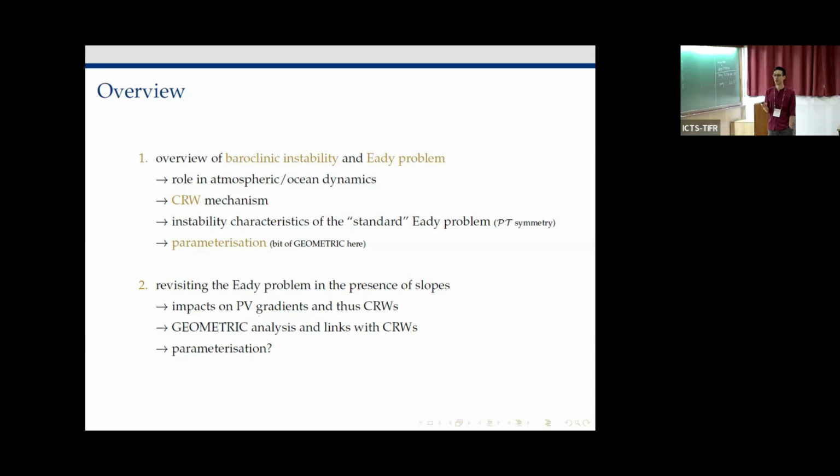If I were to do a full talk on this, it would be three parts. The first part would be on the mechanism leading to baroclinic instability, the CRW mechanism, or counter-propagating Rossby wave mechanism. That is what I will be focusing on today. The other two parts, which are somewhat new, have to do with the instability characteristics of the Eady problem, and particularly the symmetries underlying it. It turns out the Eady problem is governed by what's known as a PT-symmetric operator, which is a non-Hermitian operator. This bit I will only float a little, without going into much detail. It works for the modified Eady problem as well.